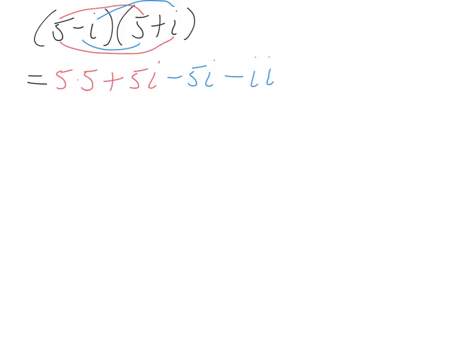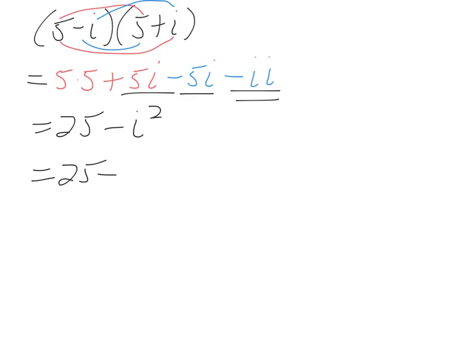Alright, so on this one here, I already started a little bit to save some time. So we have, I just FOILed it, so then from there I'd have 25, and once again those cancel out because they're opposites. And at the very end there I have minus i times i, which would be i squared. So then I have 25 minus, and we know i squared is negative 1. So then we have 25 minus negative 1, which would be 26.